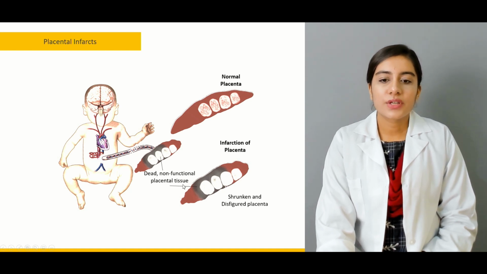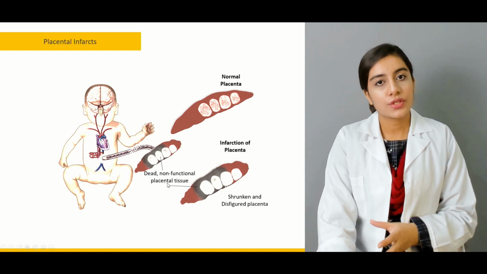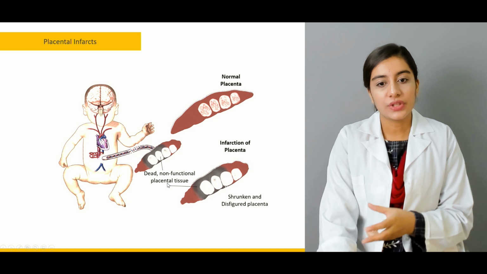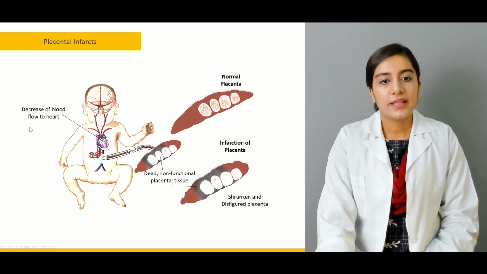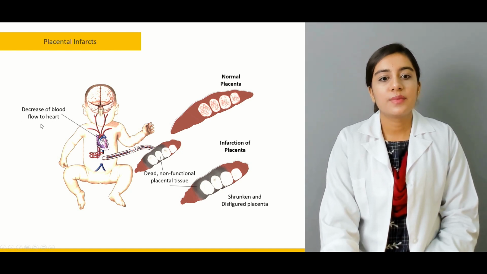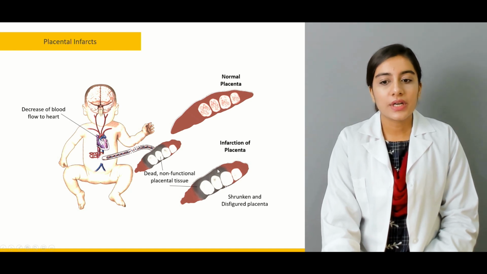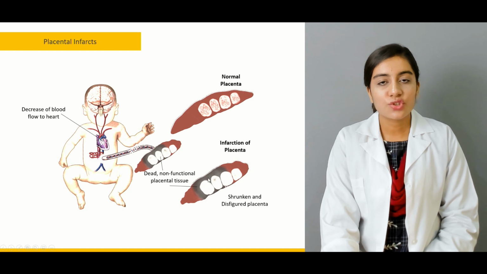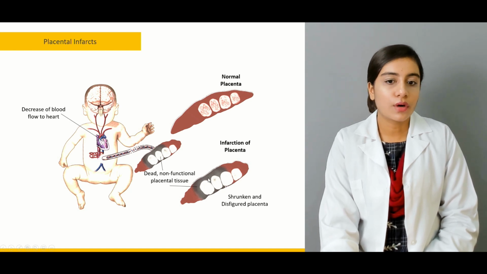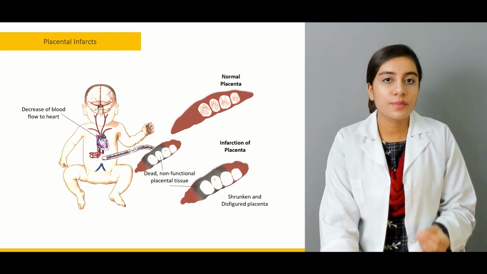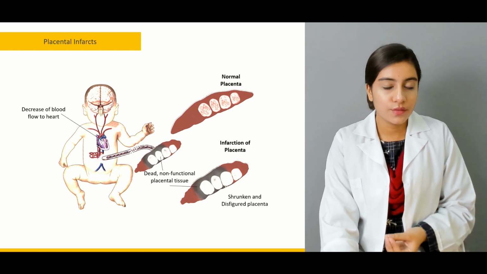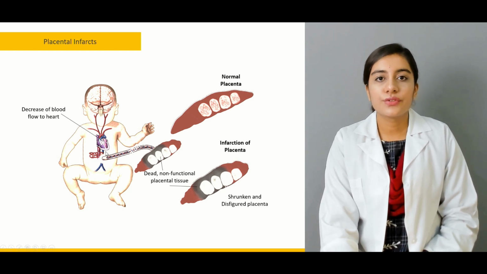Dead and non-functional placental tissue. And what are the consequences of this type of placental tissue on the infant? There is a decrease of the blood flow to the heart. That is obvious because the placenta is not carrying enough blood that has been purified by the oxygen and nutrients in order to reach the heart.